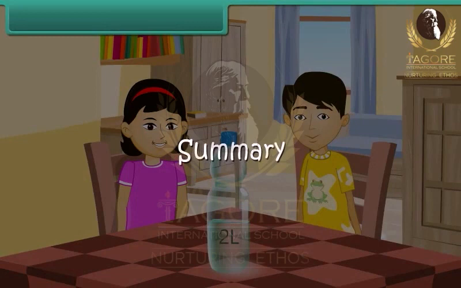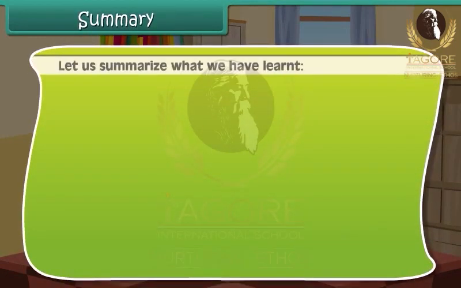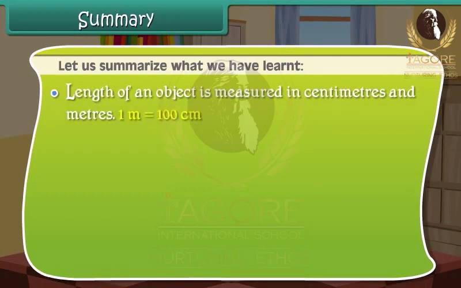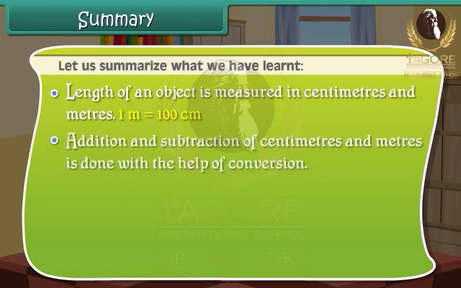Summary. Let us summarize what we have learned. Length of an object is measured in centimeters and meters. 1 meter is equal to 100 centimeter. Addition and subtraction of centimeters and meters is done with the help of conversion.